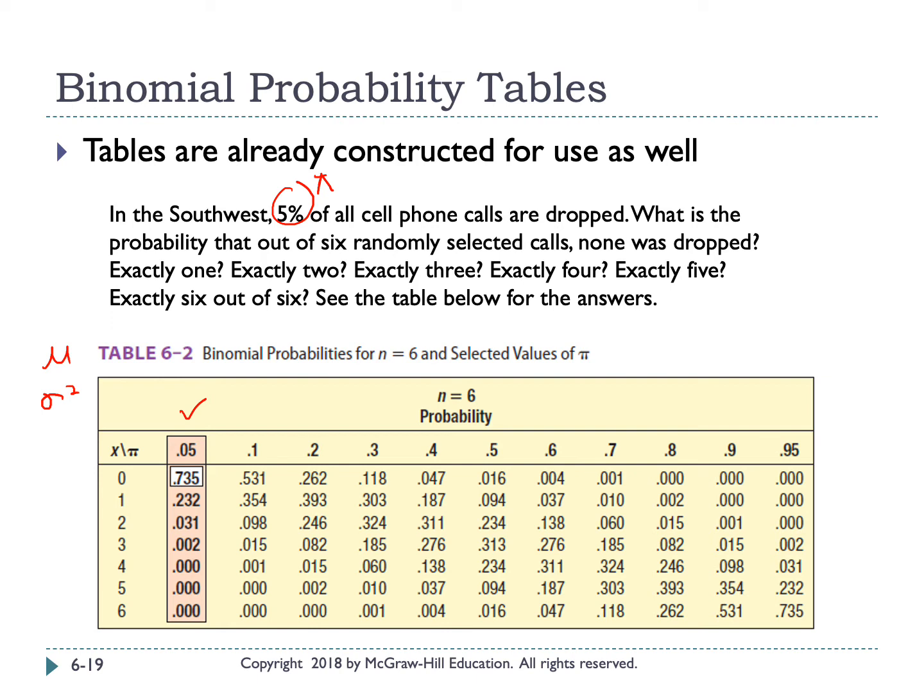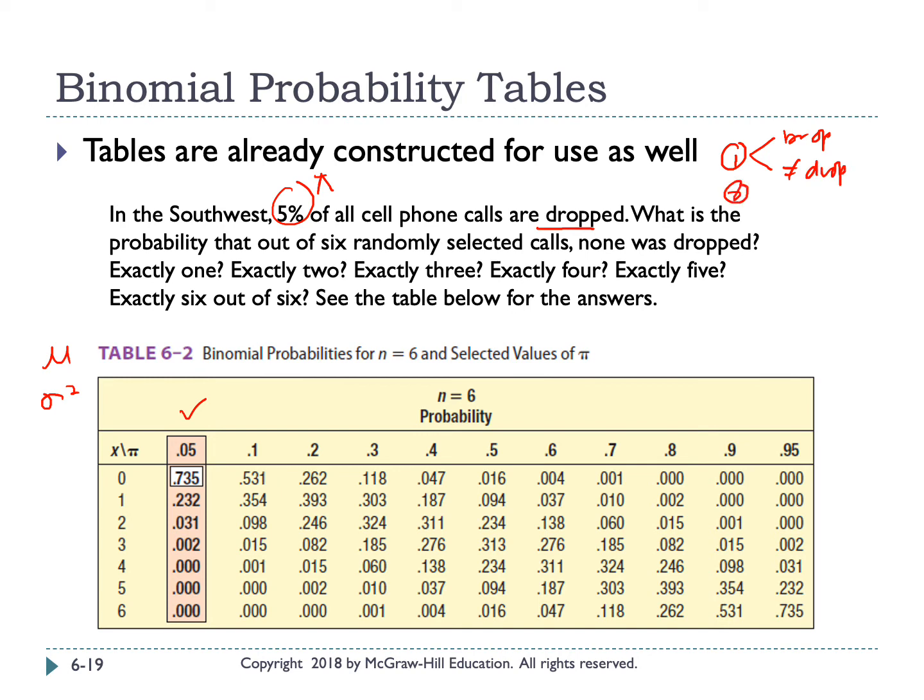Okay, so next, what is the probability that out of 6 randomly selected calls, none was dropped, exactly 1 was dropped, and so on? Let's see whether all this information fulfills our binomial probability conditions. The first condition: you only have two possible outcomes. Remember, we have head or tail when we toss a coin. In this case, your outcome is whether the phone call is dropped or not dropped. So you have two outcomes.